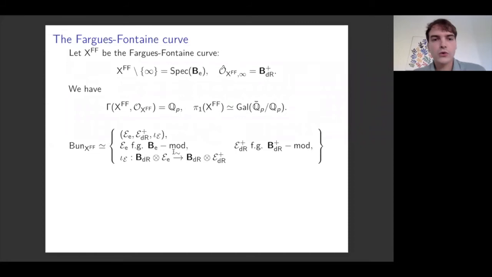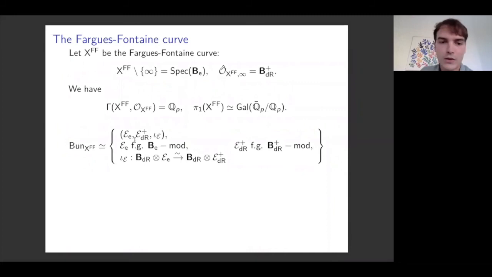And of course, how do you get such a triplet from a vector bundle over the curve? Well, you take the sections away from this infinity point. Because it's the affine scheme Spec B, it will give you this first module E. And then you take at infinity what's going on with this vector bundle, so you get a B_dR^+ module. And the map iota is simply given by the gluing data because you came from a sheaf to begin with. Something I will not enter too much into detail is that you have a Galois action on everything here. So you can consider the subcategory of vector bundles that are G_K-equivariant for the Galois action, and on the right side of this equivalence, you just put a Galois action everywhere. That's the description of this category.